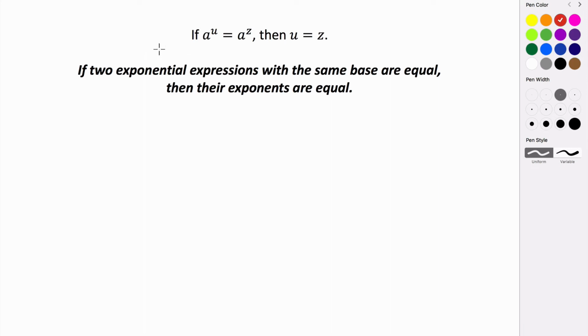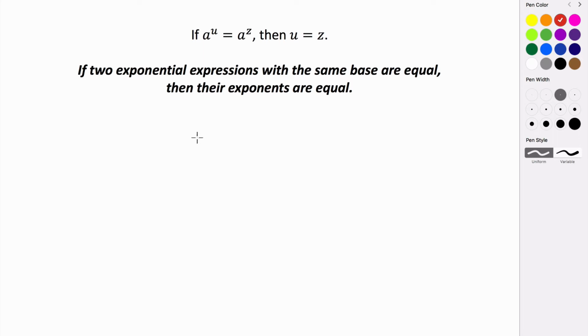In this video, we're going to talk about solving exponential equations when we're given two powers that have the same base. If you have two exponential expressions with the same base that are set equal to each other, then we can just take the exponents of each expression, set them equal to each other, and solve that way.